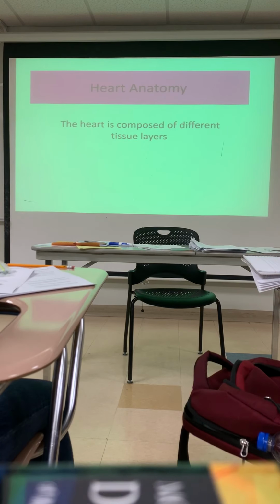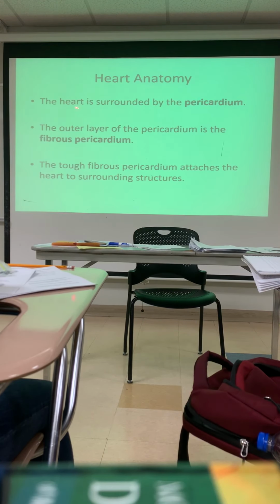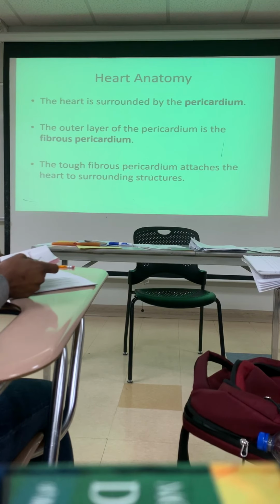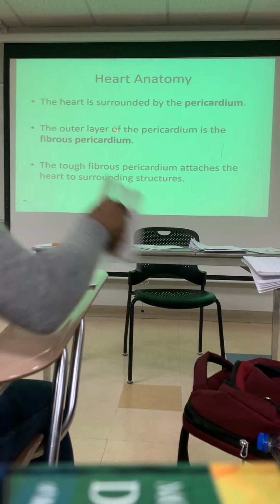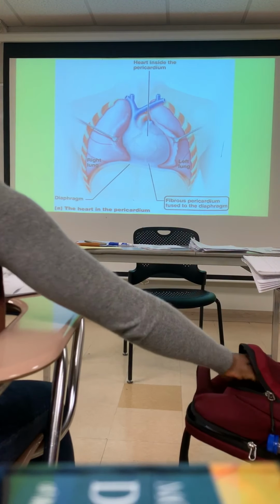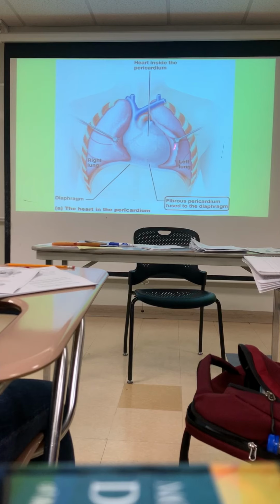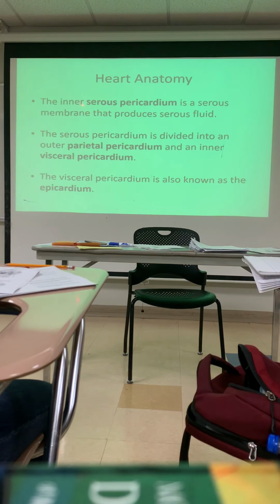Okay? So, heart anatomy, layers. It is surrounded by a sheath called the pericardium. It has a fibrous part, so it's called the fibrous pericardium, very tough. If you look here, there's a sheath covering the whole heart. It's really well protected, but there is also some fluid, pericardial fluid, just like your brain. So you have cerebrospinal fluid, right? Okay, and the inner is your serous pericardium, which has a serous fluid.